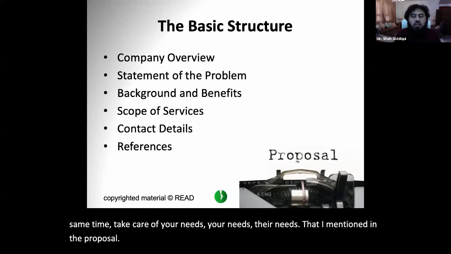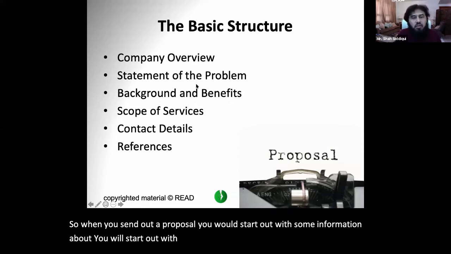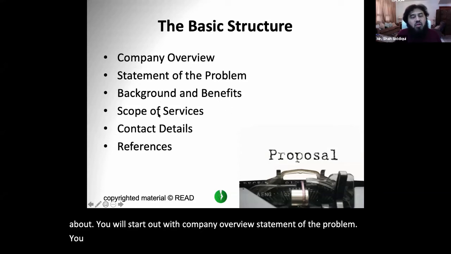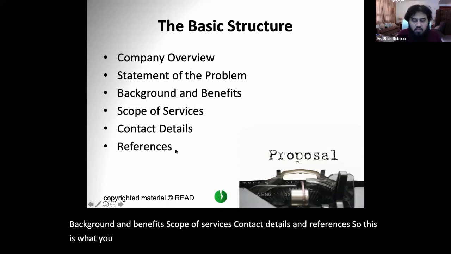So when you send out a proposal, you would start out with some information about you. We'll start out with company overview, statement of the problem, background and benefits, scope of services, contact details, and references. So this is what you would need in a proposal.